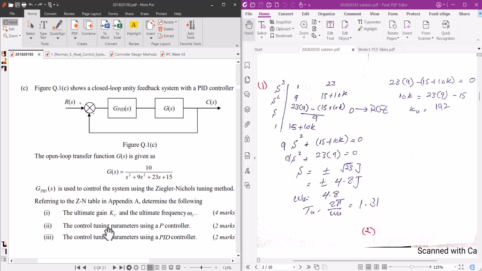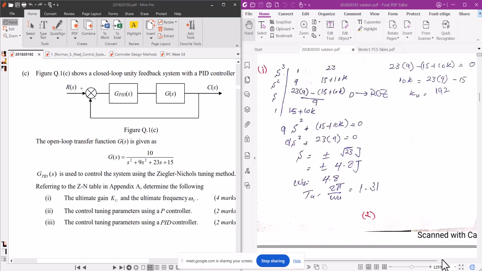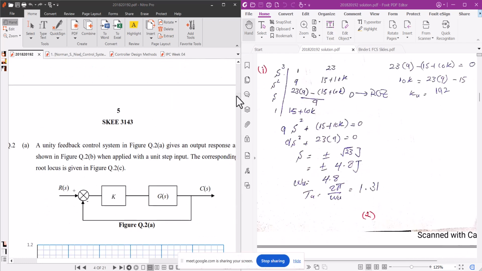Now the second part is the control tuning parameters using a P controller. There is a difference between the controllers. A P controller improves your rise time, but there remains some steady state error. How do you remove the steady state error? With the I controller. And if you want to further improve your transient response and reduce your overshoot, you add the D controller. So we go to this table.